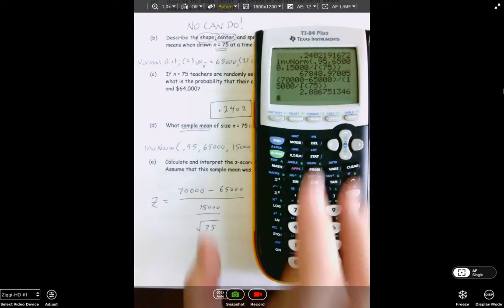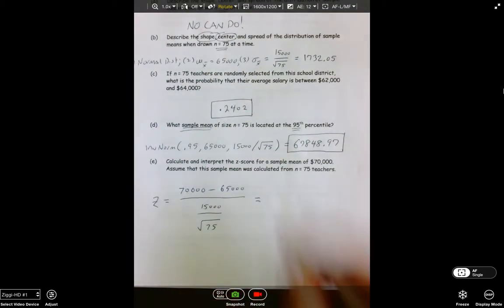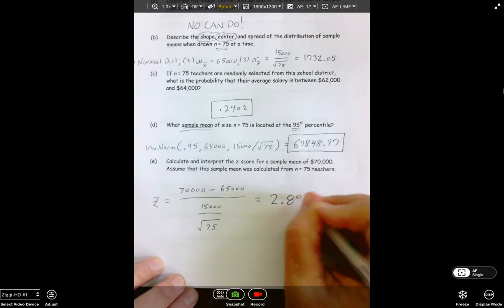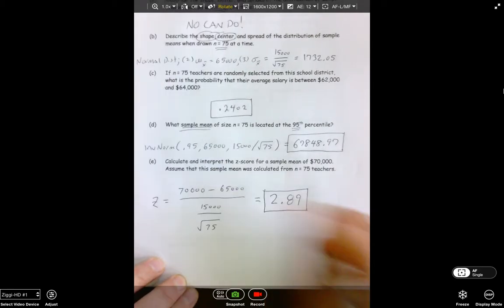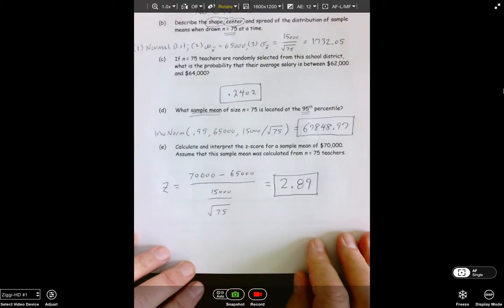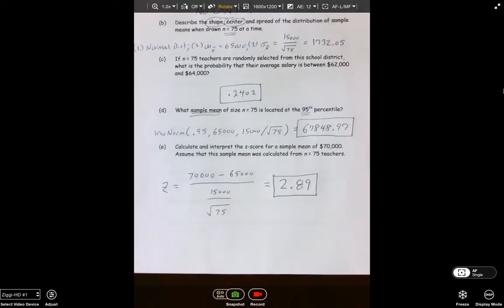All right, so 2.89. Now in class, I wouldn't be this fast. I would be a little slower. But guys, y'all have access to that pause button. So if you need to see how I put that in a calculator, you can pause. Just like before, there's not going to be anything different, and you can look back at your notes, which you should have taken. You just say that a sample mean of 70,000 when the sample size is 75 is 2.89 standard errors above the mean. So guys, we can learn from the past.